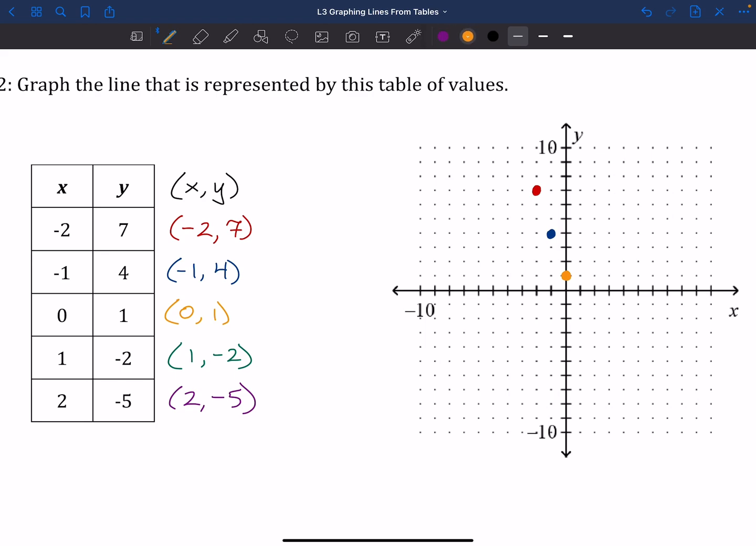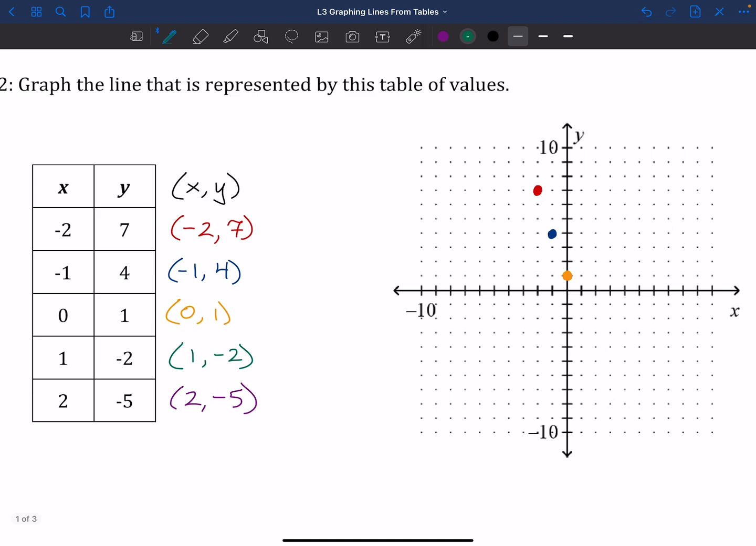All right. After that, we've got 1, -2. So we're going to go right to 1, down to -2. Last but not least, 2, -5. Go right over to 2, down 5.